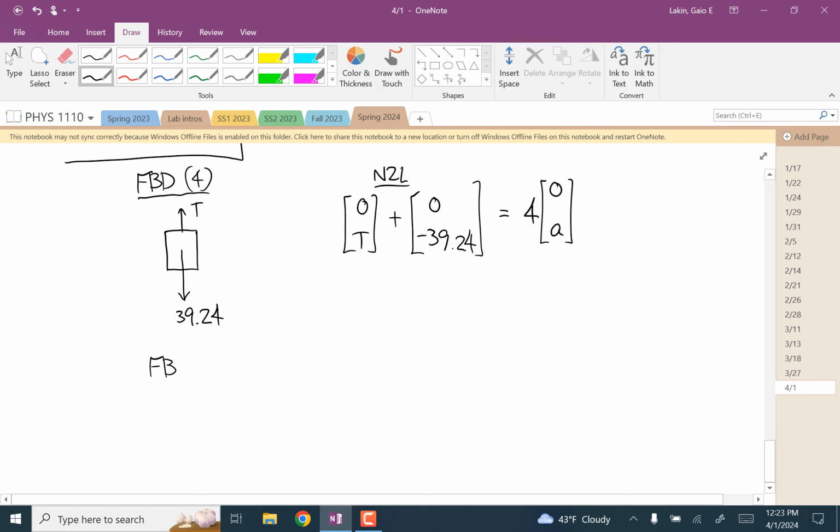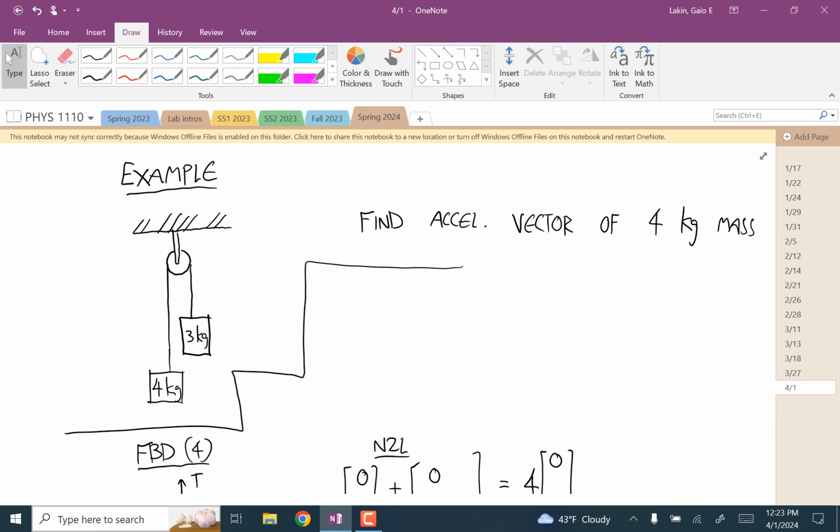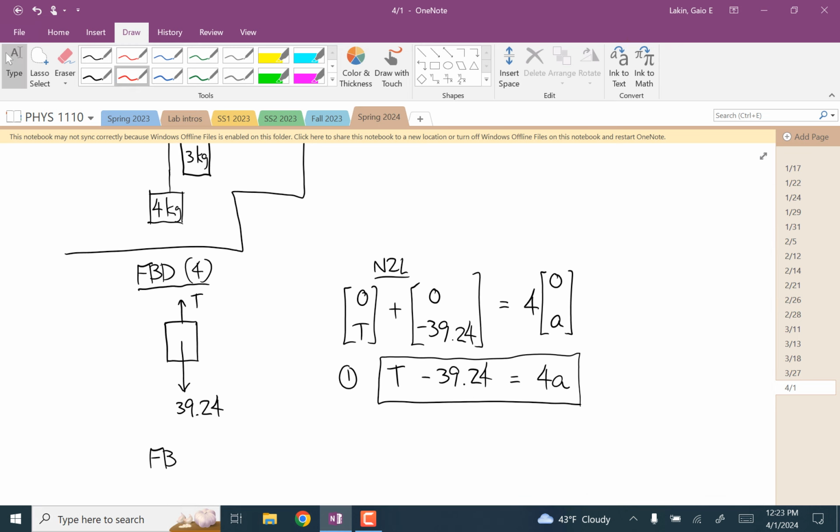Well, there's only one useful equation here. T minus 39.24 is equal to 4A. And this question asks for the acceleration of the 4 kilograms, so this is what we're looking for.